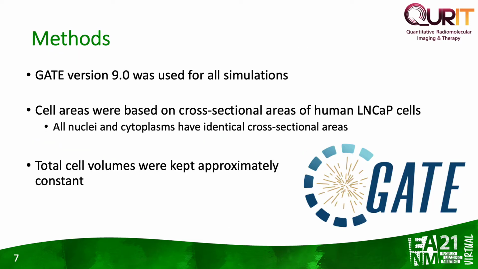Alright, so now I will tell you a little bit more about the methods behind this experiment. So GATE version 9 Monte Carlo software was used for all of the simulations. We based the cell areas on cross-sectional areas of human LNCap cells. So all of the nuclei and cytoplasms in the models that I will show you shortly have identical cross-sectional areas, and we kept the total cell volumes approximately constant at around 1300 micrometers cubed.